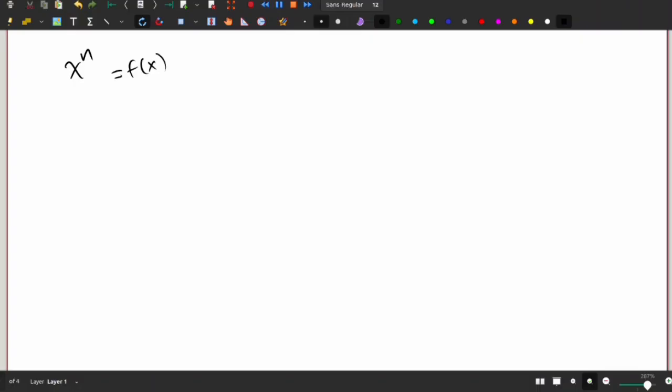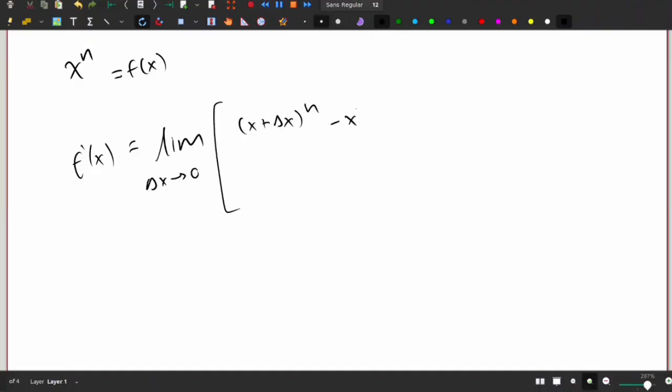And now all we have to do is once again take the limit. So f prime of x is equal to the limit as delta x approaches 0 of x plus delta x to the n minus x to the n over delta x. And you have to remember, when you're expanding powers like this, that the coefficients also change. So when you look at something like Pascal's triangle, which is a way to help you, it goes 1, 2, 1, 1, 3, 3, 1.